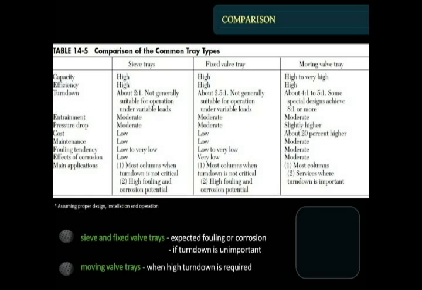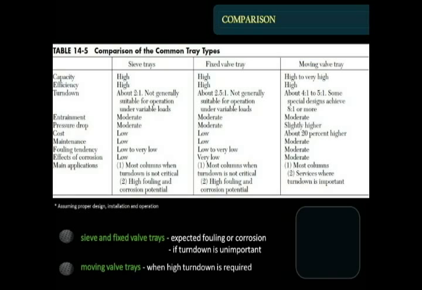Sieve trays are least expensive, while valve trays cost only slightly more. However, the small additional cost is usually justified by the energy saved even during short turndown periods. When it comes to maintenance, fouling tendency, and effects of corrosion, it is least troublesome in fixed valve and sieve trays, provided that the perforations or fixed valves are large enough, and most troublesome with moving valve trays.